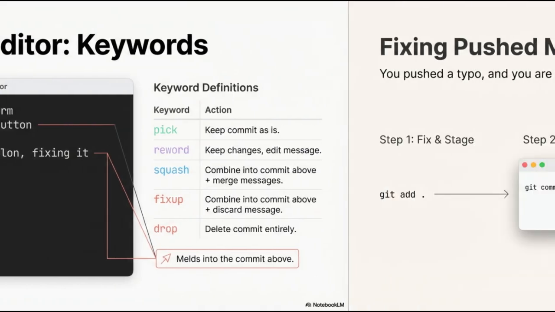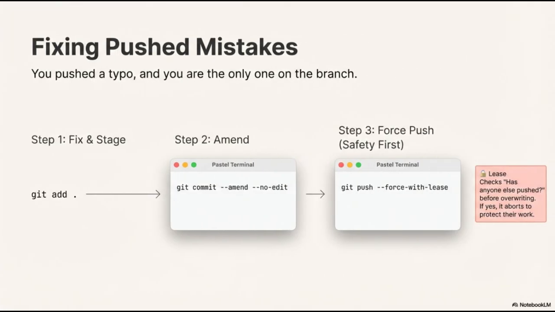Let's examine how to correct a typo that has already been pushed to a remote branch, specifically when you are the sole contributor to that branch. In step 1, rectify the error in your code and stage the changes using git add. Next, instead of creating a separate commit for the correction, use git commit --amend --no-edit. This command updates your previous commit with the new changes while preserving the original commit message, resulting in a cleaner project history.